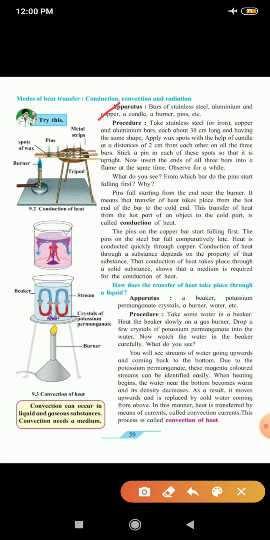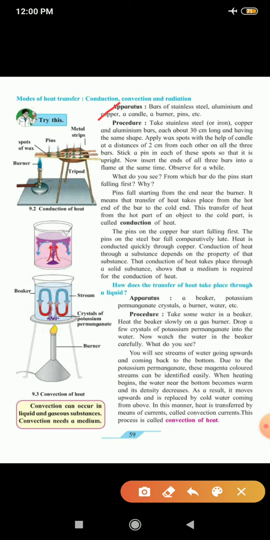So you can see in the picture the tripod stand is there, the spots of wax on the three bars and pins are there. The metal strips are there and the burner is there. Now the burner is on and the metal bars are being heated. So what do you see?